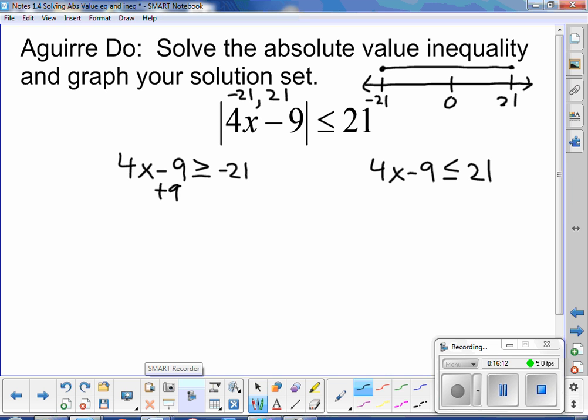All right, so let's solve this. Plus 9, plus 9, you get 4x is greater than or equal to 9 plus a negative 21. 9 plus a negative 21, hold on.